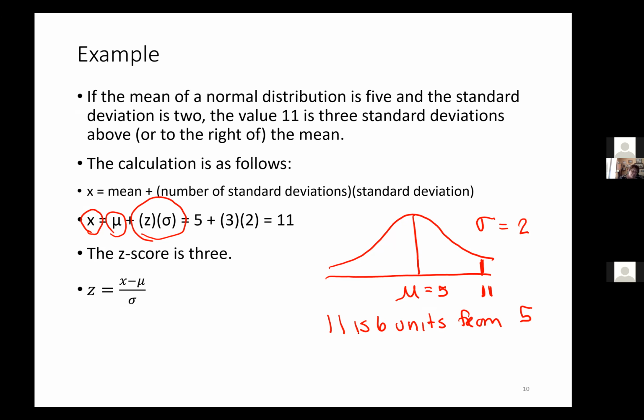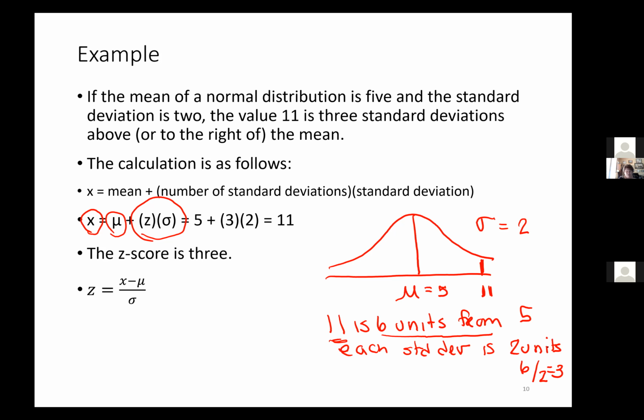So again, 11 is 6 units to the right of 5, and each standard deviation is 2 units. If I take the 6 and divide it by 2, I get 3. So 11 is 3 standard deviations to the right of the mean for this normal distribution.